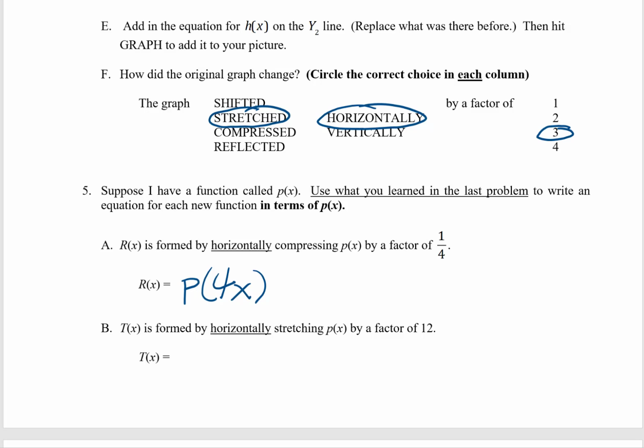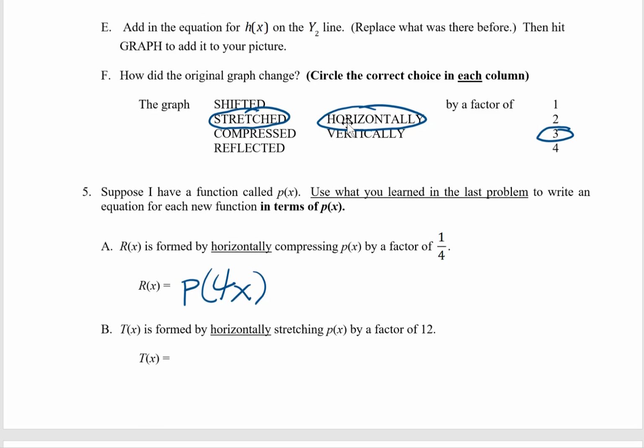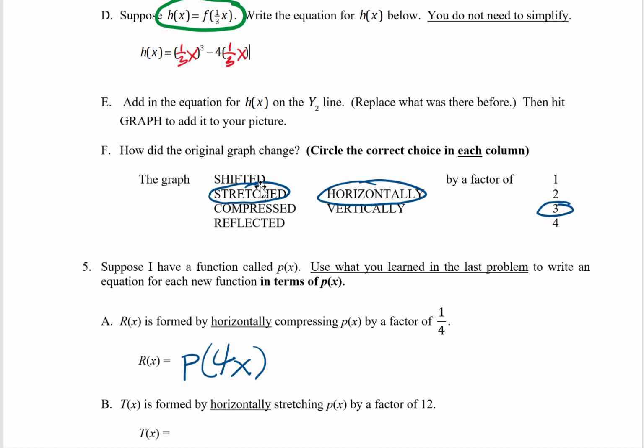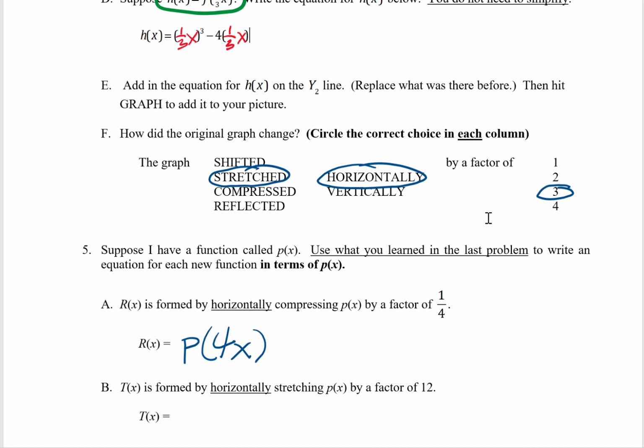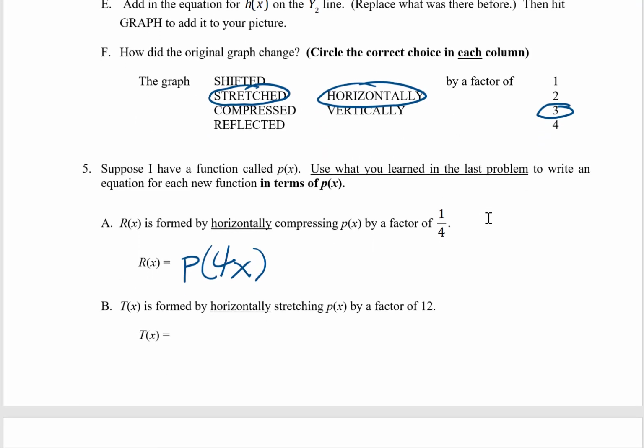Second example, t of x is a horizontal stretch by a factor of 12. Well, that's like the second example from number 4. A horizontal stretch, that's the one where I have to use a fraction on the inside. How will I do that? It will simply be the reciprocal of the factor. So if you want to stretch by a factor of 12, you're going to have to do p of 1/12 x. So these horizontal changes are a little bit trickier.